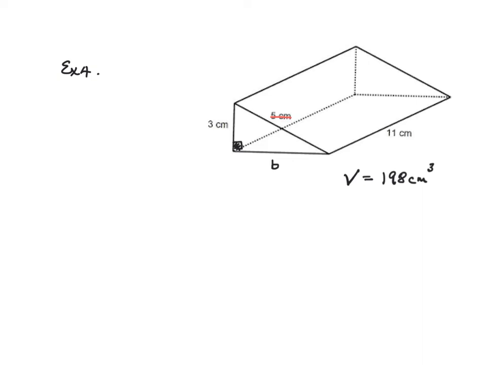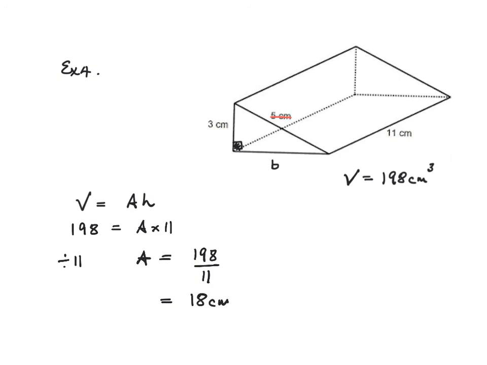So how do we proceed? Well, the volume of a prism is given by the formula A times H, which is to say the area of the base times the height. 198 equals A times 11, because we don't know what the area of the base is. Now, how do we proceed from this point? We're going to divide by 11. So A then equals 198 divided by 11, and that gives us 18. Now that must be not 18 centimetres, but 18 centimetres squared, because this is an area.